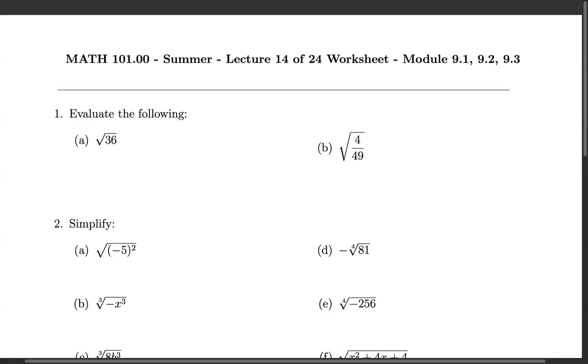Okay, lecture 14. So we're talking about exponents. So let's review the properties of exponents. Radicals. And we're going to do rational exponents later. So let's see this sign, the square root sign.